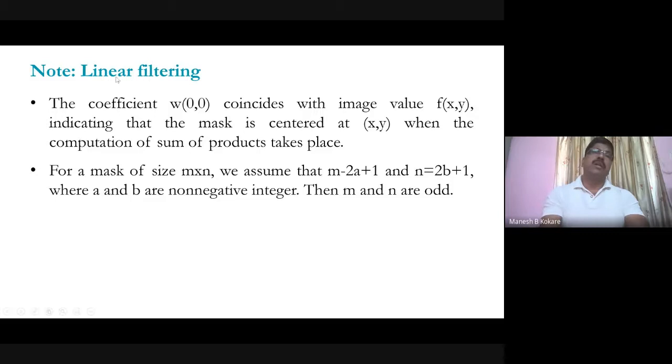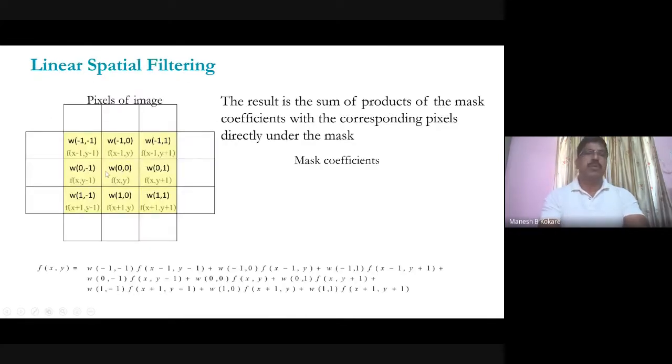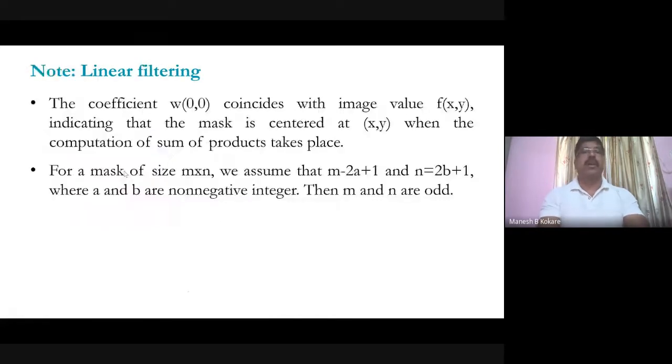So in linear filtering, note that the coefficient w(0,0) coincides with the image value f(x,y). The center of the mask coincides with the pixel under consideration, because we are filtering this pixel. You have to find the corresponding coefficient of the filtered image, based on the neighborhood pixels as well as this one pixel under consideration. So w(0,0) coinciding with f(x,y) indicates that the mask is centered at x, y when the sum of products is computed.